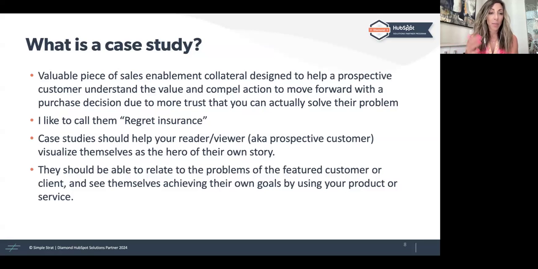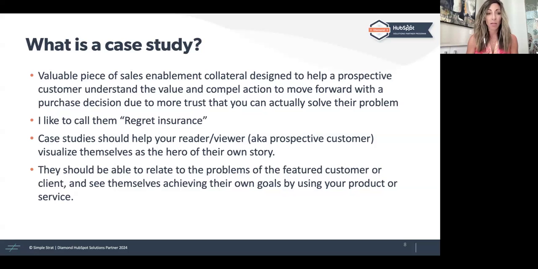If you haven't created a buyer persona or even a table of the type of people that you work with and their common problems, or even talk to your sales team and get the most common objections, those are going to be ripe ingredients for you to create case studies that map back to the things you're hearing in the buying process. So I'll give you an example.